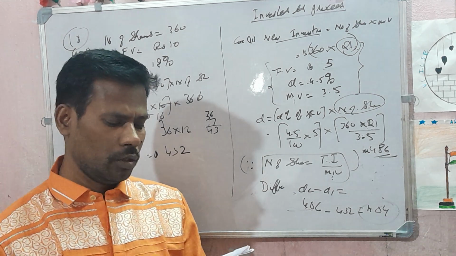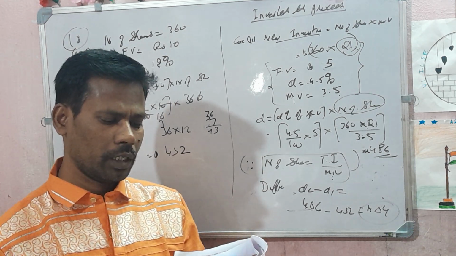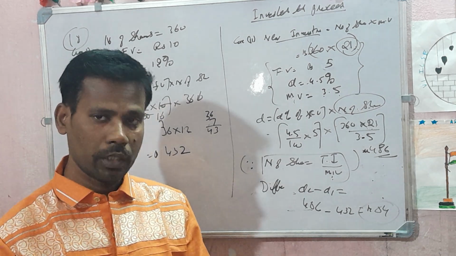Very simple. So with this, only 2 problems are left in exercise 3B, that is 19 and 20. I will be finishing soon.